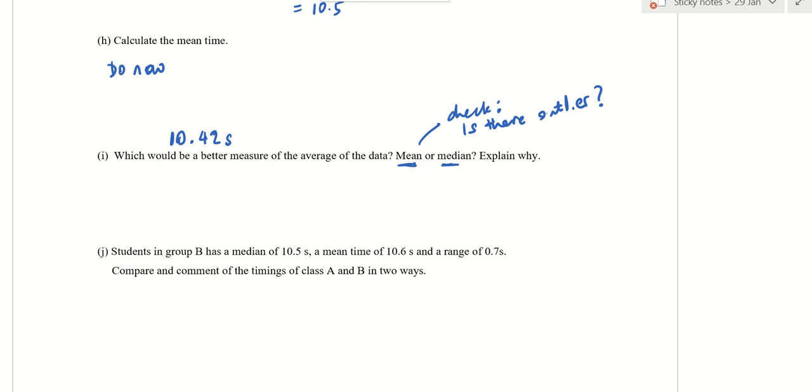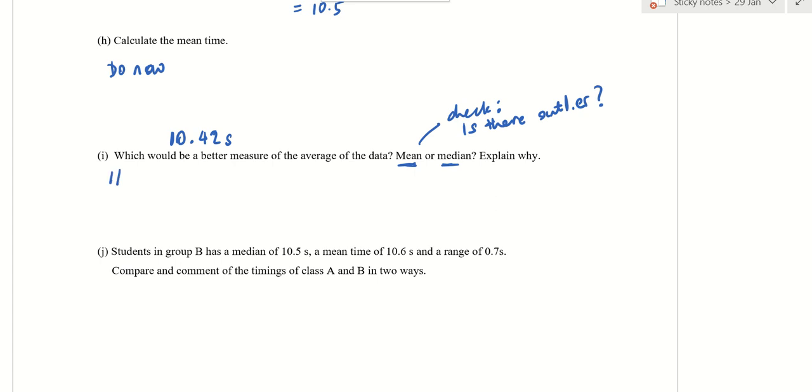Because if there is an outlier, then the mean is not a good option. The outlier will always affect the mean. So if you see an outlier, don't use the mean. Instead, you use the median. So just now we saw that there is an outlier, it was 11.